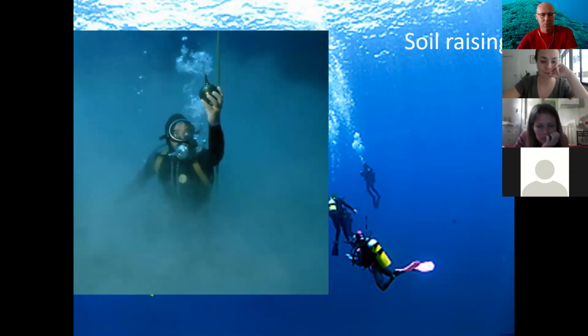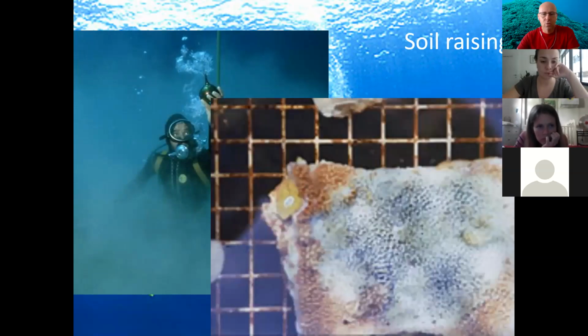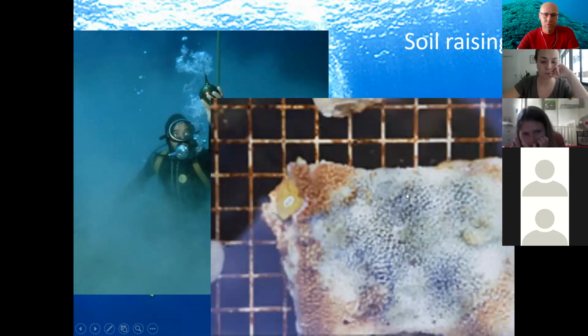Divers like to do soil raising as well. It's mentioned in the Caria's paper as well, and it was one of the major things that's happening there. The problem with that, especially in corals, that you can see here, this is a live area of coral with live tissue. But all of this is dead.